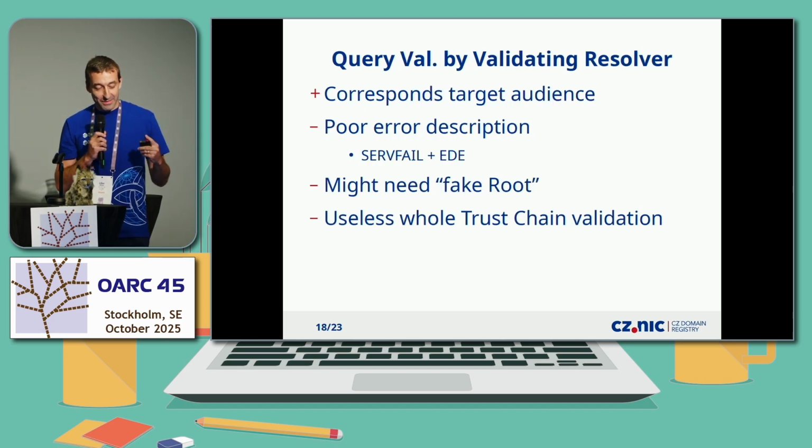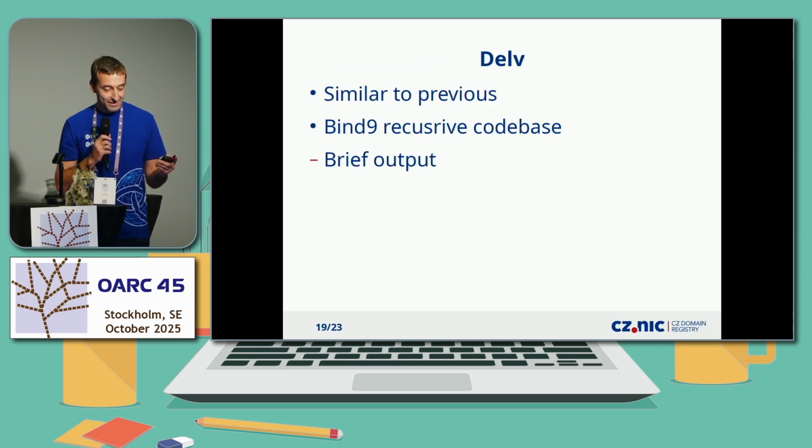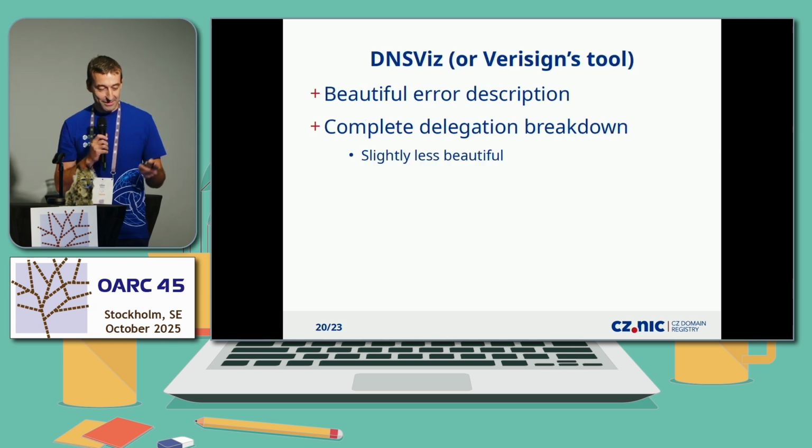You can also validate by querying something through a special instance of a validating resolver, which is actually what you would target, because the resolvers will ask you in the end. But there is not enough error description and you might not catch everything. The same goes for DELV, which is similar, just more aligned with the resolver's reasoning. And you can, of course, use DNSViz. Please do, it is beautiful, but it also does not cover all your needs.